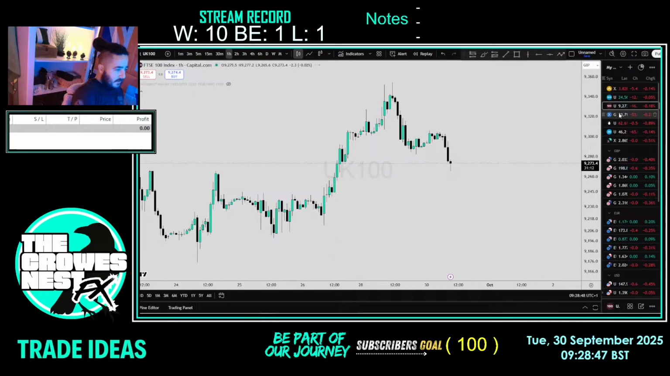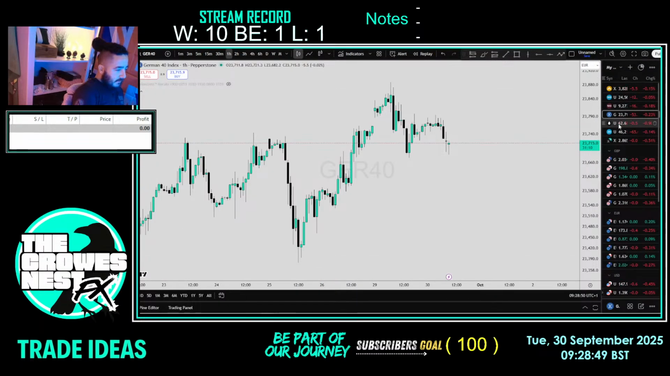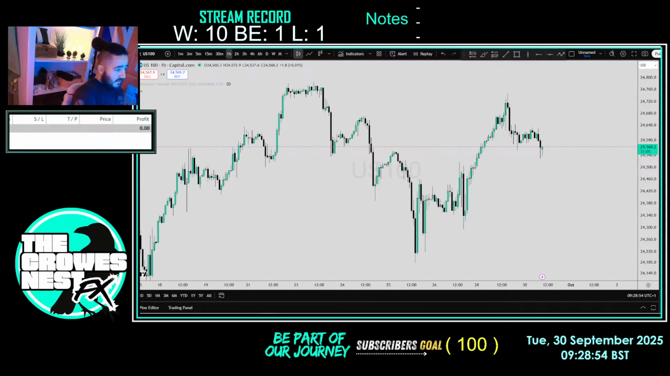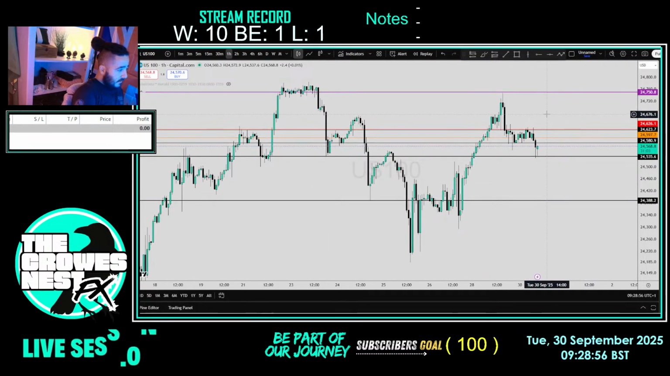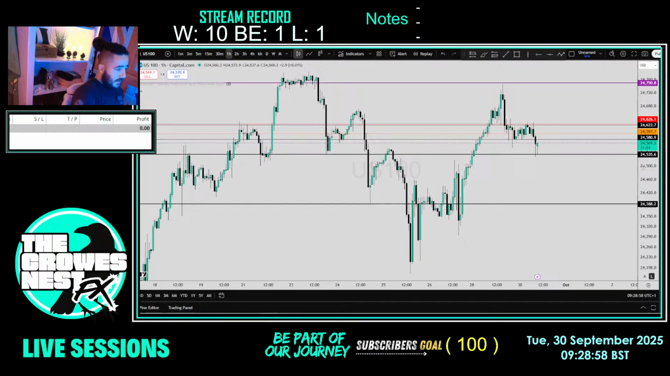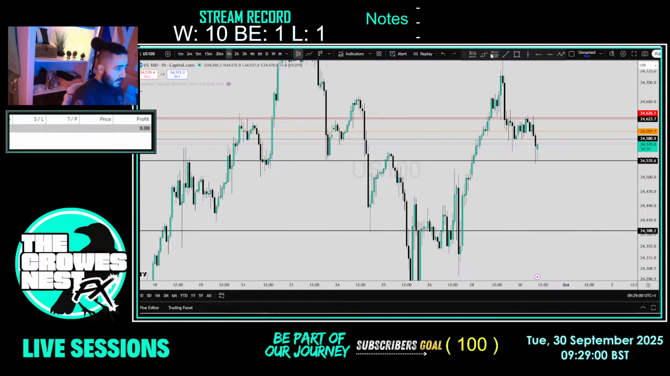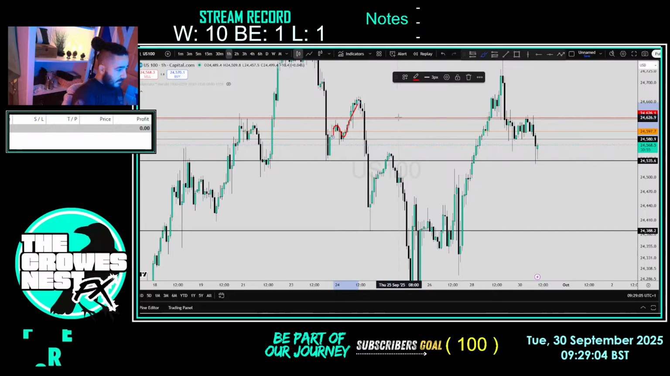Very difficult, guys. Yeah, that's all I've really got going on. I'm going to see how this closes. This 1-hour close, if you close back into this range, then could we see something like this come back up?